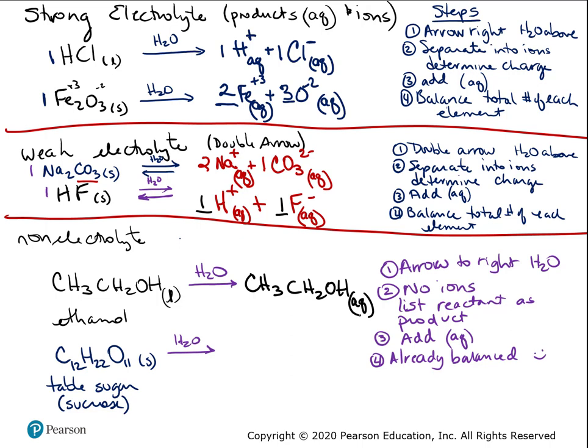They stay connected. So there's table sugar. Table sugar is C12H22O11. It's a solid. So if I take some sucrose or table sugar and I put it in water, stir it up, it dissolves. What happens to that sugar? What do I write on the product side? C12H22O11. And what do I put at the end?